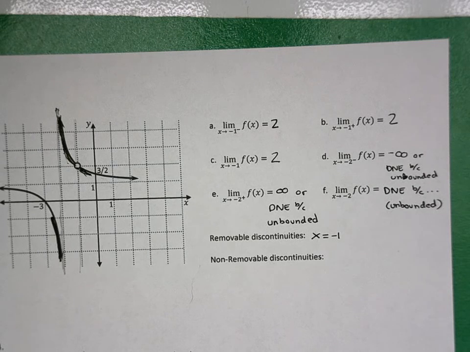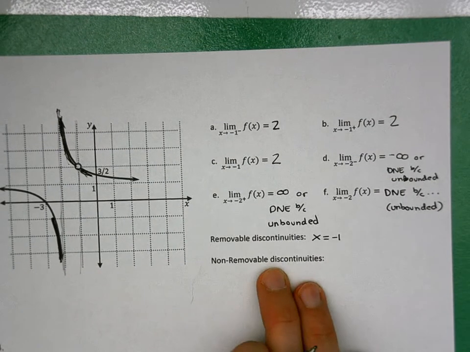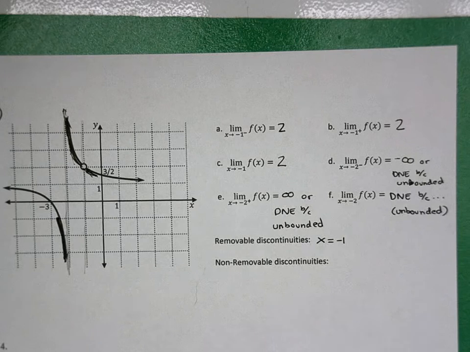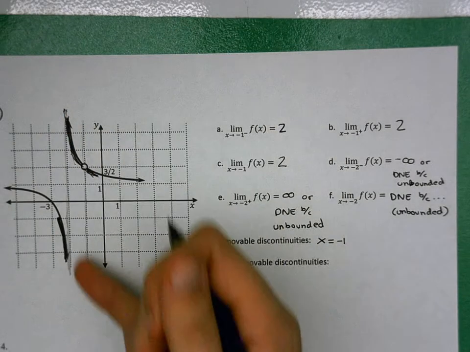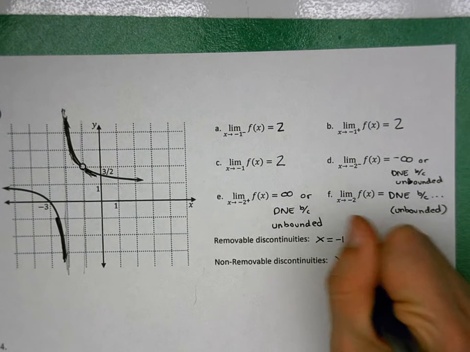Vertical asymptotes I know we did back in Unit 4. Jumps, I can't remember if we did or not. So those might be a little bit new, but look in the notes video if you want to see what a jump discontinuity looks like. But non-removable discontinuity, in this case, we only have a vertical asymptote, and our vertical asymptote is here at x equals -2. Okay?